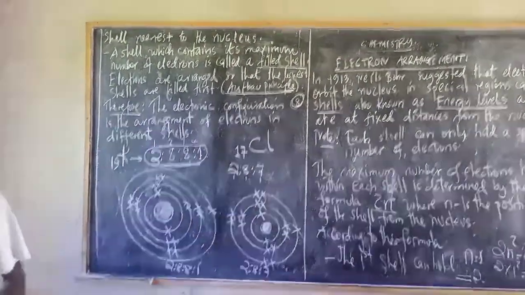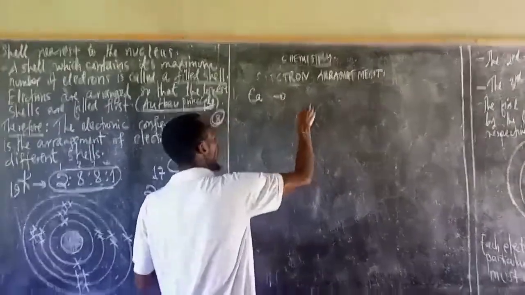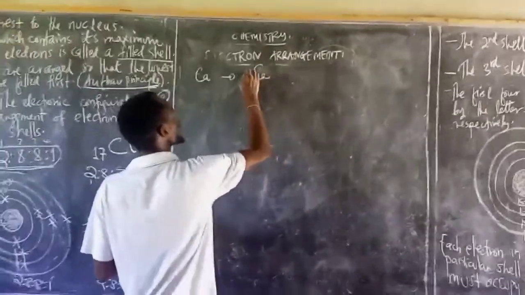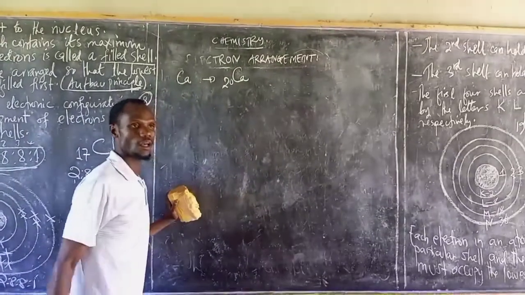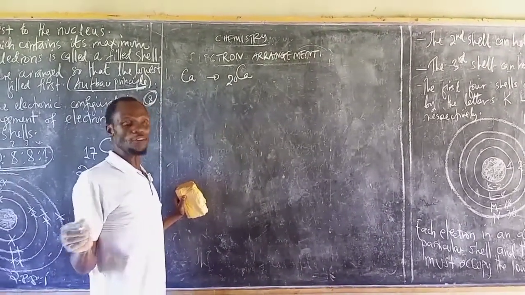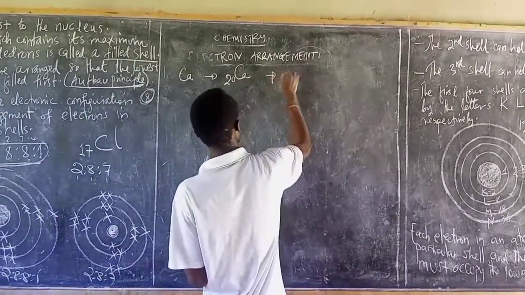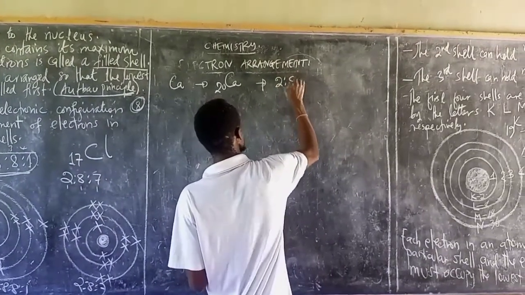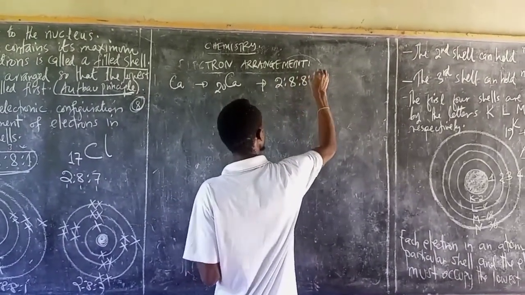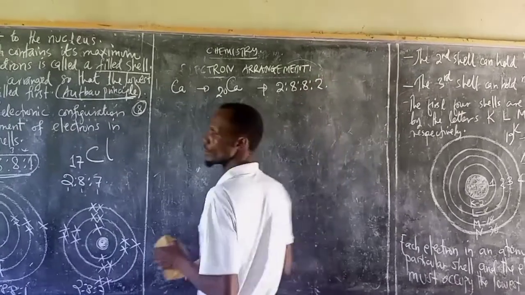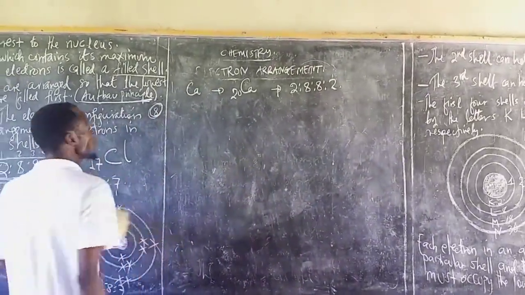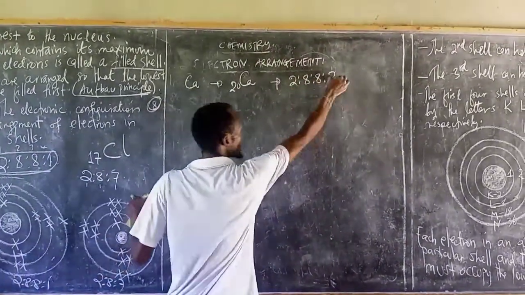Another example here. Calcium, now that is calcium. That is 20 electrons. If it is 20 electrons, what does that mean? Now the first thing is 2. The second is 8. Then the third is 8. Then we are left with 2. So we have 4 shells.